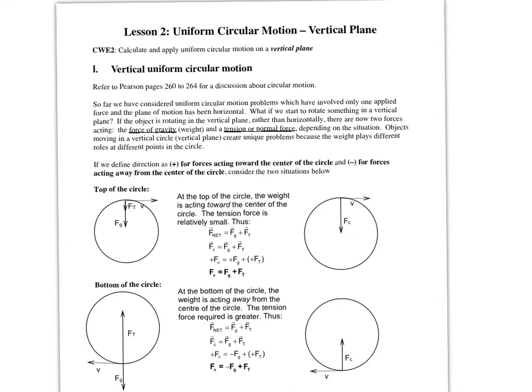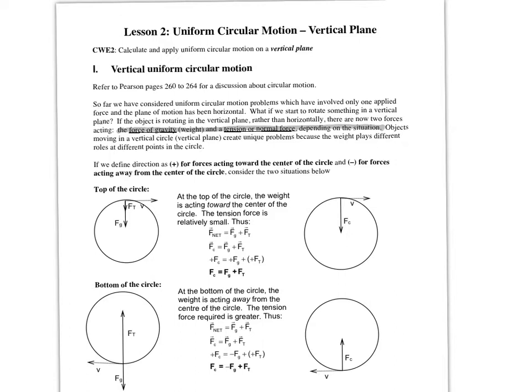Okay, so now that we've looked at a horizontal plane for uniform circular motion, we're going to look at swinging objects vertically. Like in front of you, or swinging a pail around with your arm, swinging your lanyard with keys, etc. In uniform circular motion, it only involved one applied force because the motion was horizontal. When we start to rotate something in a vertical plane, there are now two forces acting: the force of gravity and a tension force.